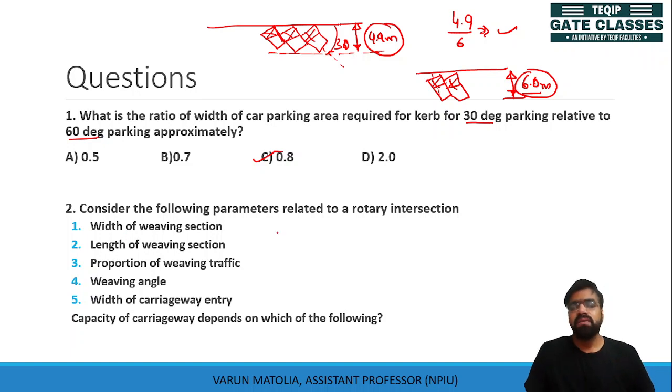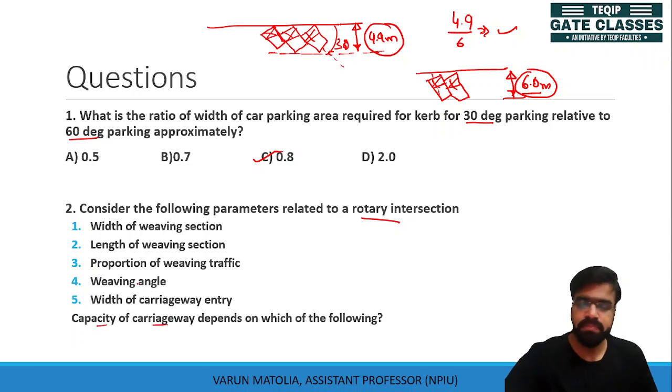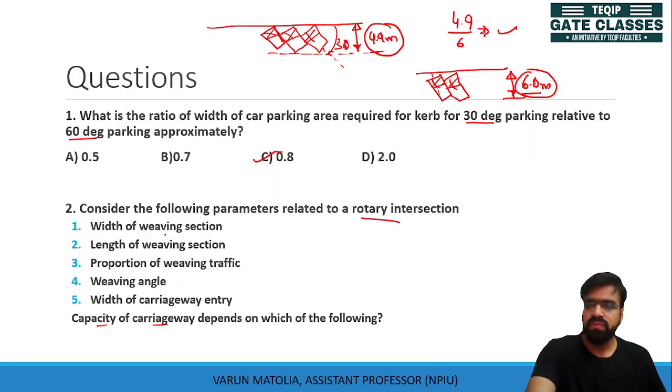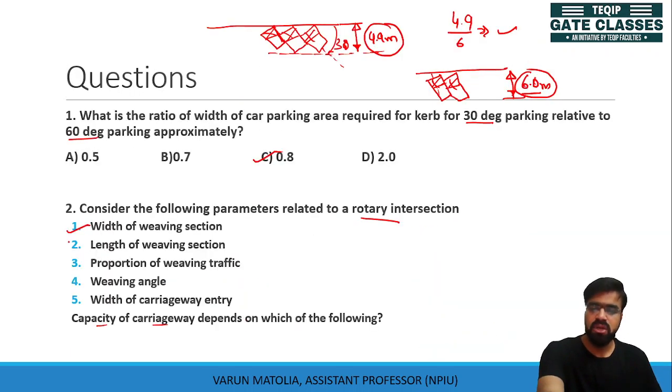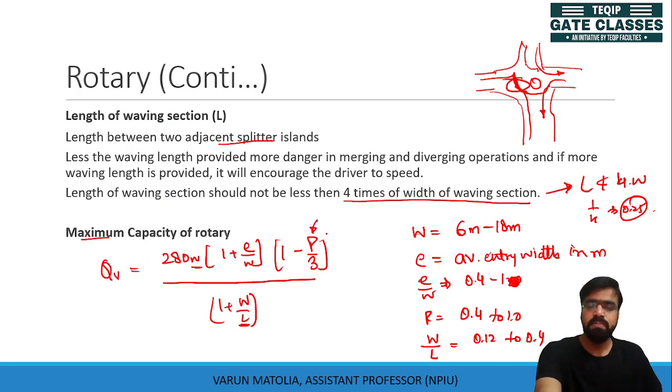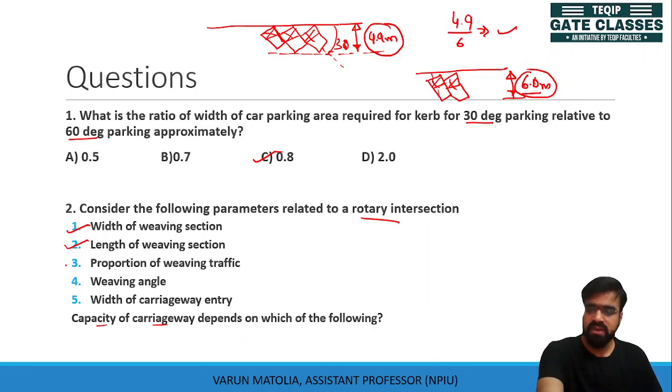Question 2 is from rotary intersection. They're asking on which of these parameters the capacity of the carriageway depends. So we can see the formula. We have width of weaving section. Yes, W is there, so this affects your capacity. Then we have length of weaving section. Yes, this is also included in the formula. Proportion of weaving traffic. Yes, the P value was the proportion of weaving traffic.